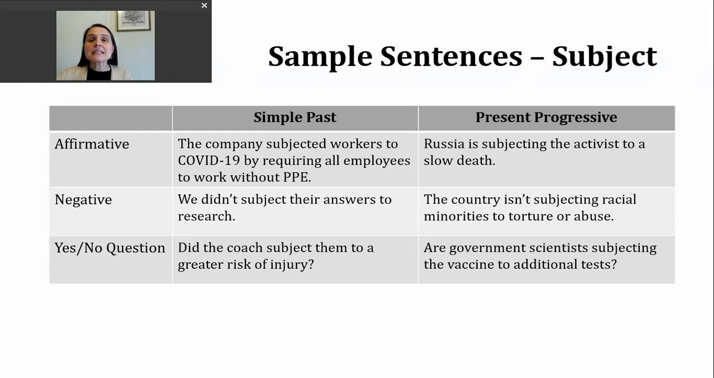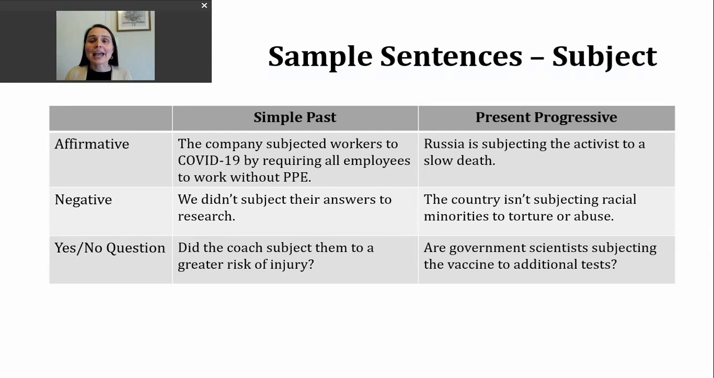Finally, if you want to make a yes or no question in the simple past tense, you should start with did, then you'll have your subject, and then the base verb. So again, no ed here in our yes or no question. Did the coach subject them to a greater risk of injury? The them here is probably athletes or members of their team.